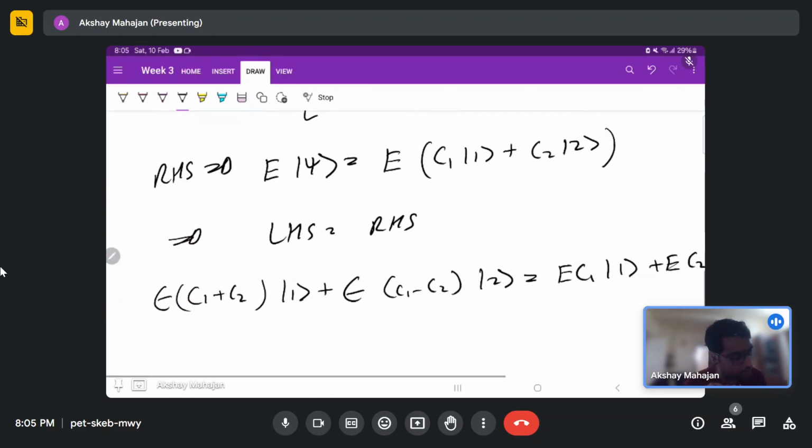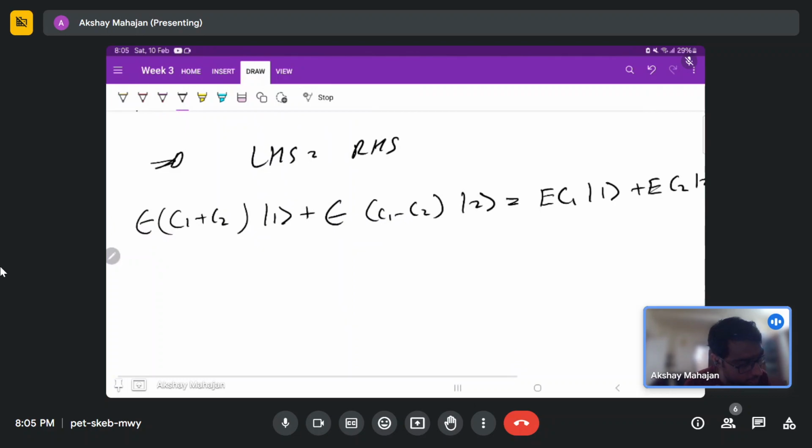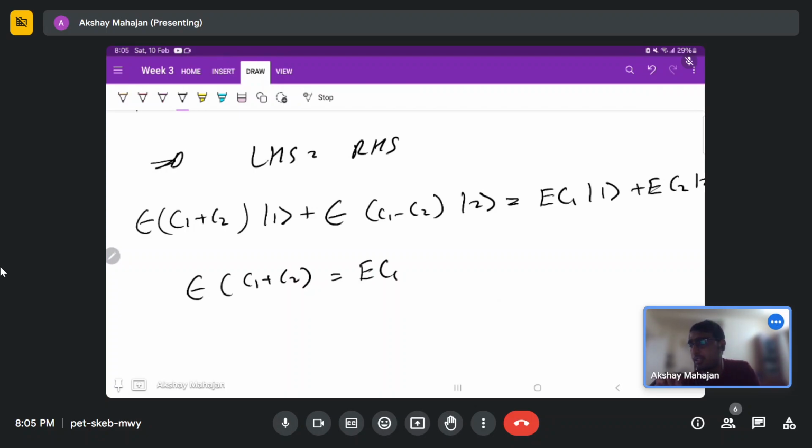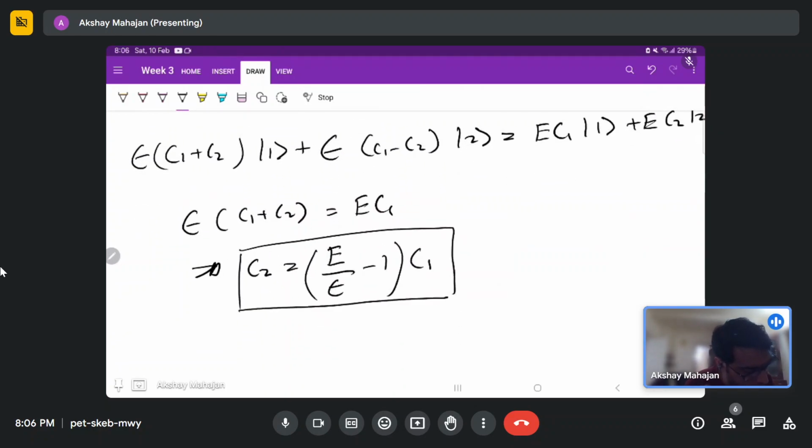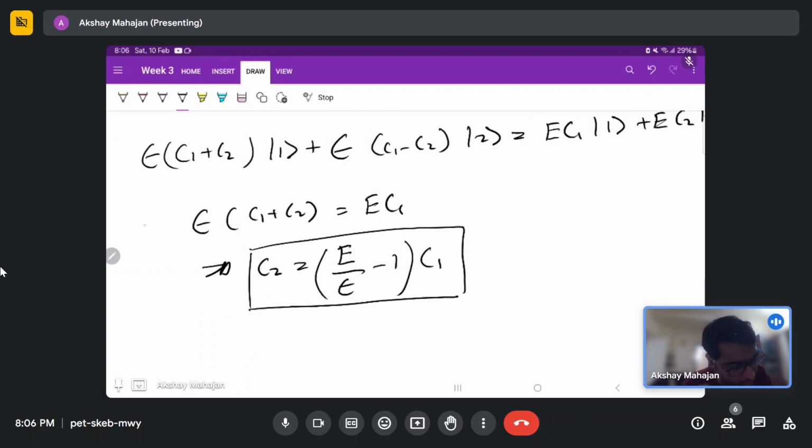Alright, so just match the coefficients of ket of 1 and ket of 2 here. We get epsilon times C1 plus C2 equals E times C1. So from there you can get C2 equals E by epsilon minus 1 times C1. So C2 we can get in terms of C1, and similarly, if we take the coefficients of ket of 2, we have epsilon C1 minus C2.